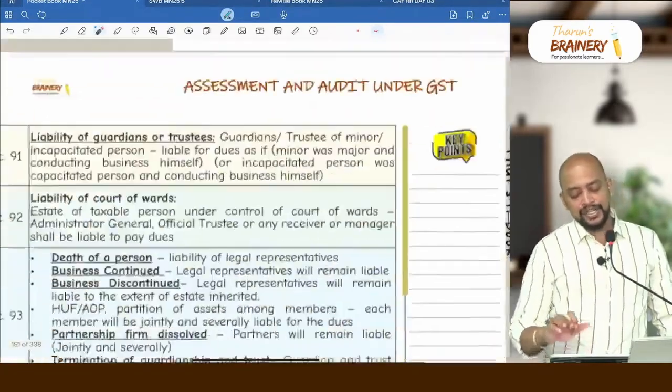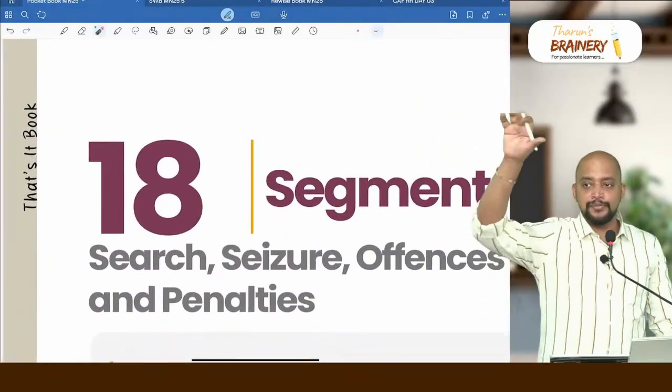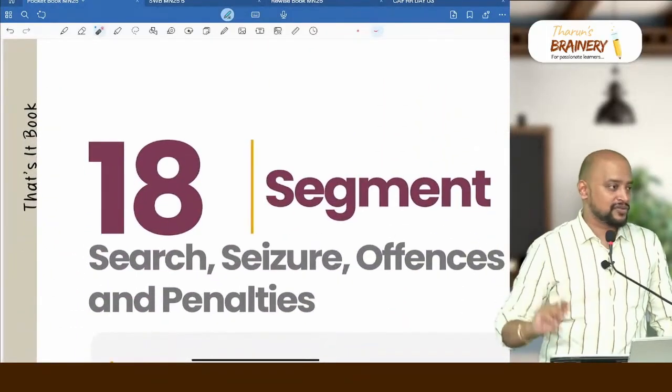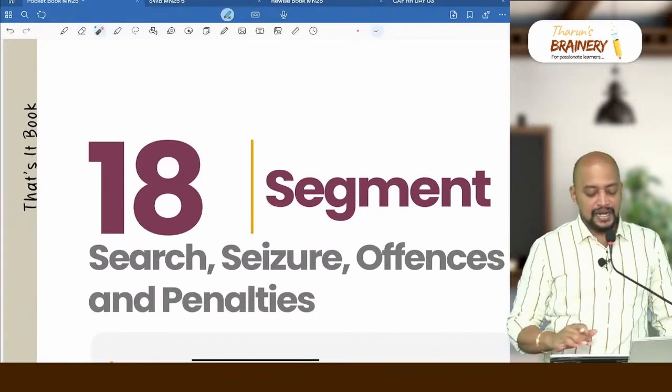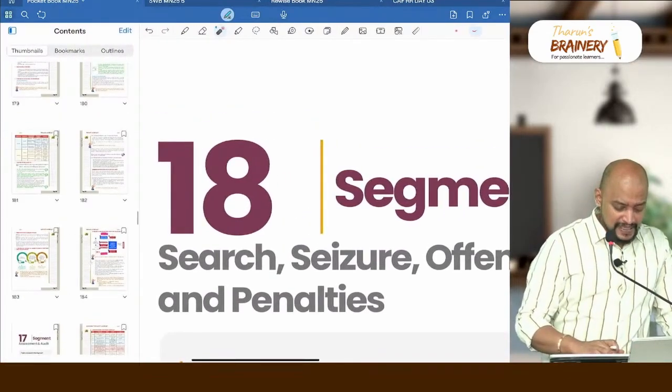So these are the points, mostly somewhere in MCQs, case scenario MCQs. Somewhere like one MCQ they may ask on this, but otherwise there won't be any separate question on this. So this is about assessment and audit.